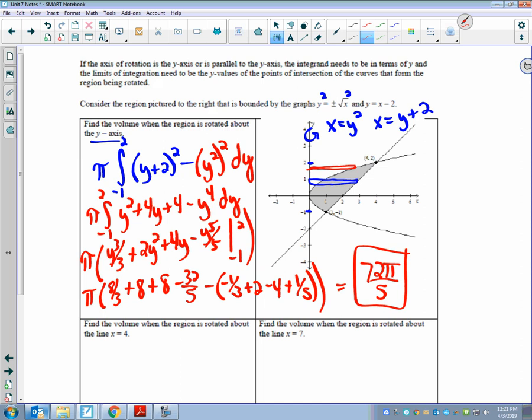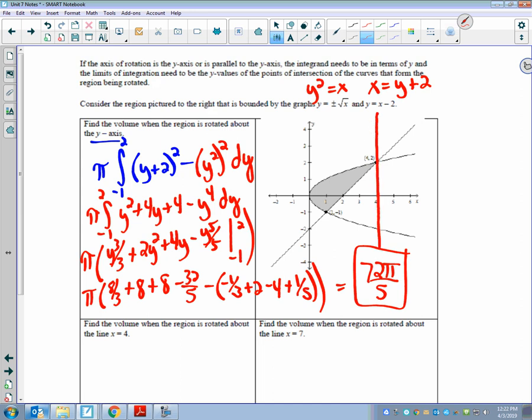But again, it's all about the setup. So maybe on the next one, let's just do the setup and not do the math. This one says find the volume when the region is rotated about the line x equals 4. So again, I'm just going to erase and start, only it's still y squared equals x, and x equals y plus 2.